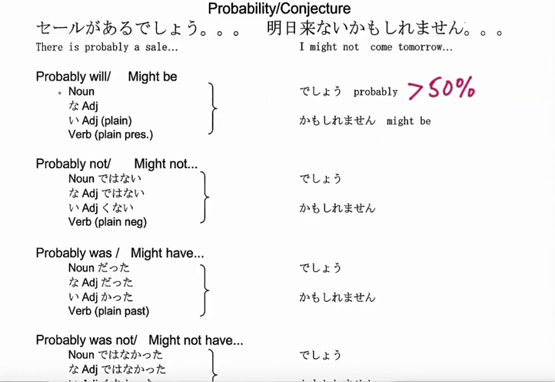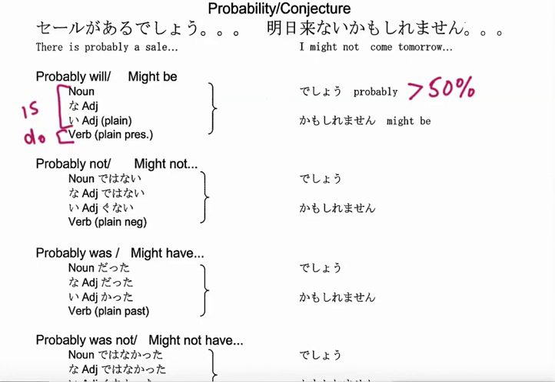So if it probably is, those are your uses. It probably is ben desho. It probably is strange, hen desho. It probably is big, oki desho. He's probably going to do something, will be taberu desho or taberu kamoshirenai.